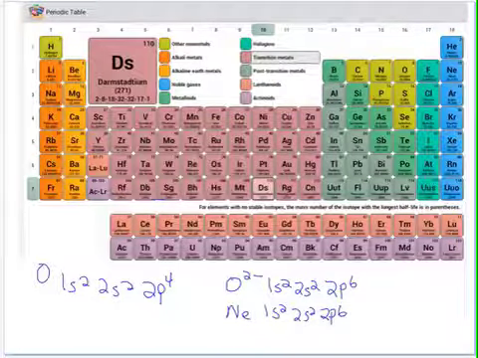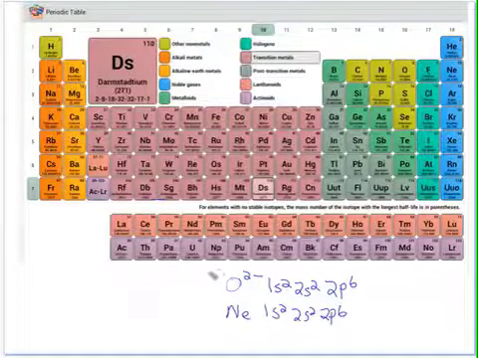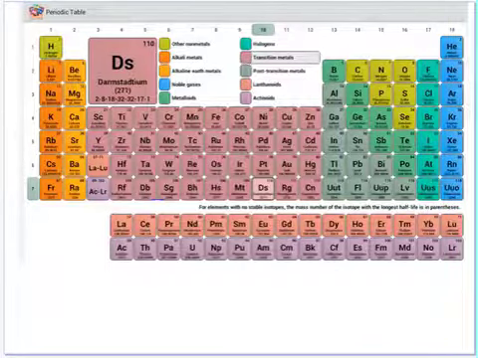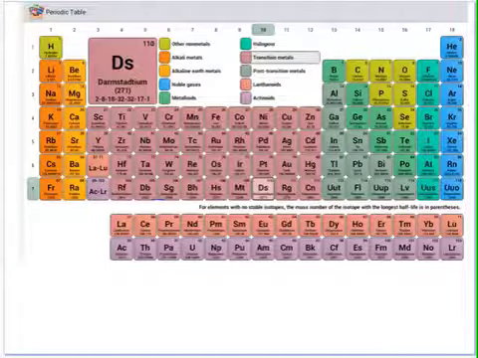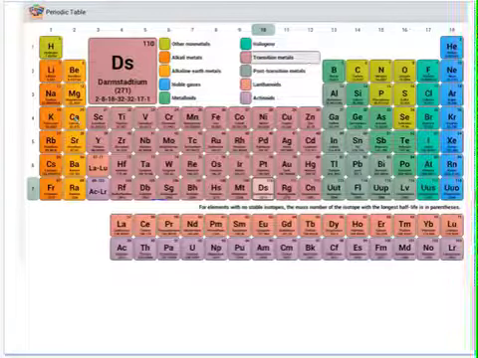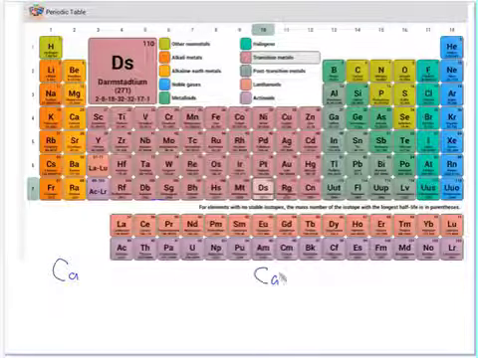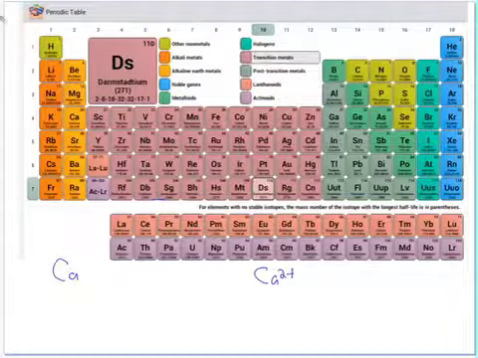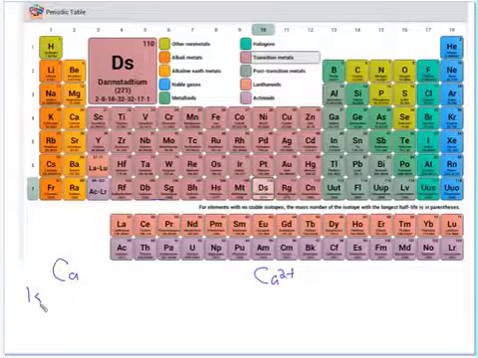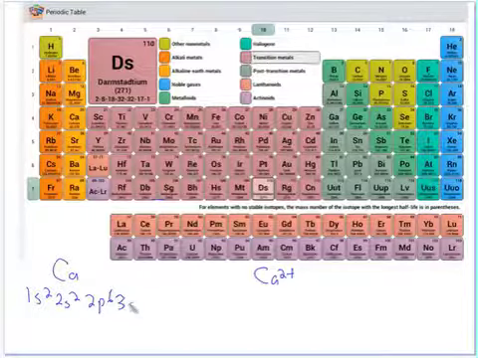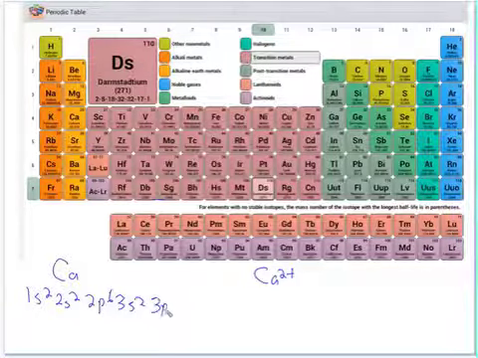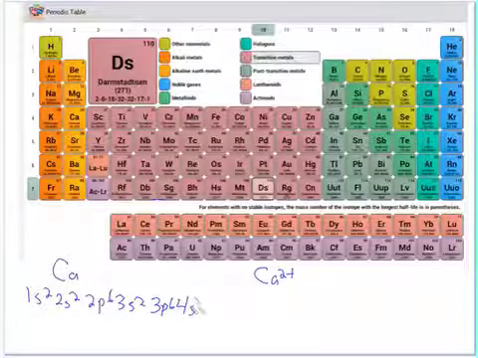Let's try another one here. Let's try one that's a metal. Let's try calcium, and we know that calcium's in group 2A, and so calcium is usually going to form a 2+ ion. First of all, let's write the electron configuration for calcium. We would write 1s2, 2s2, 2p6, 3s2, 3p6, 4s2.